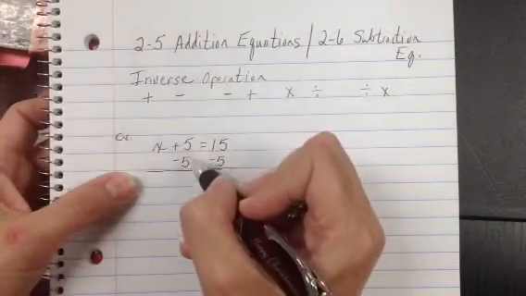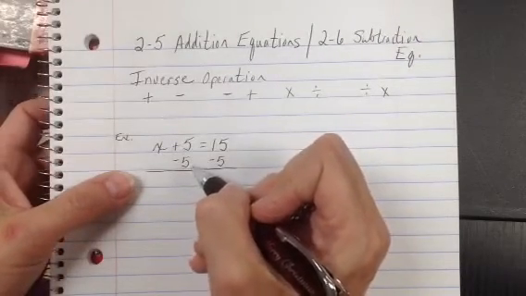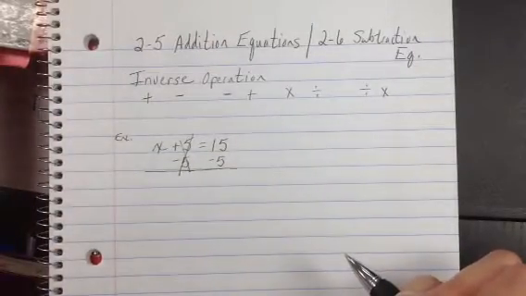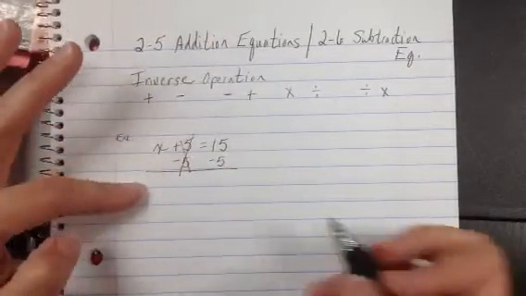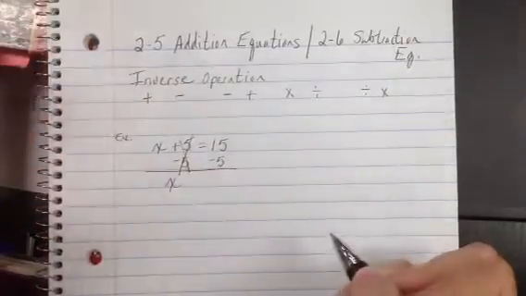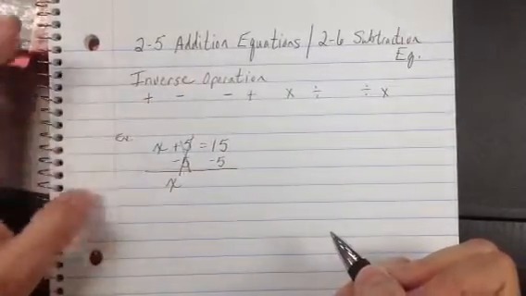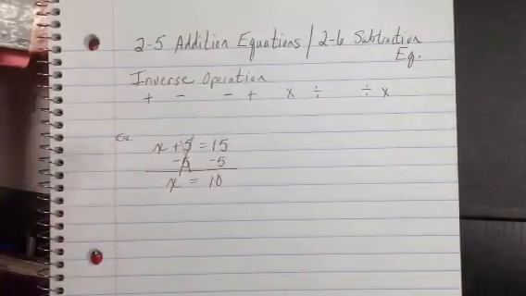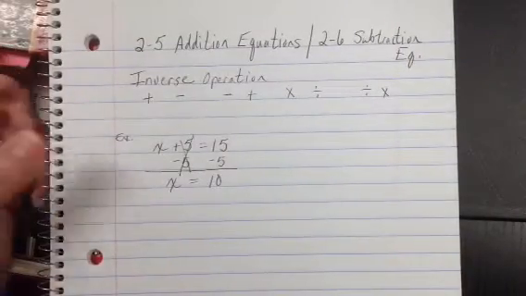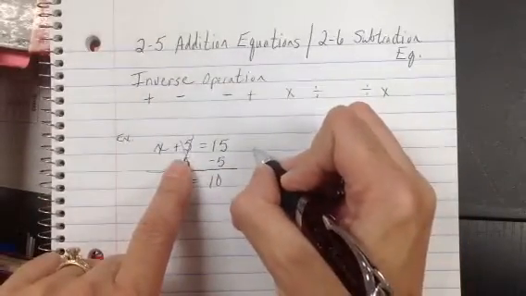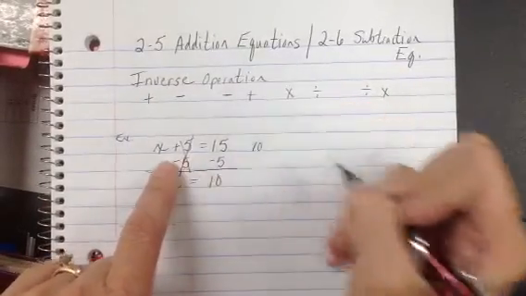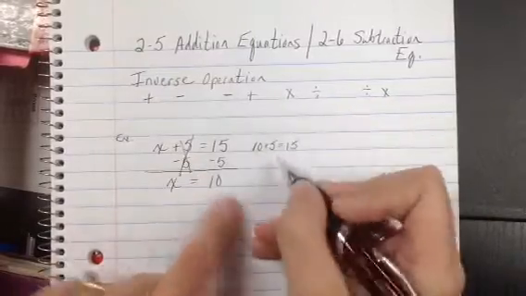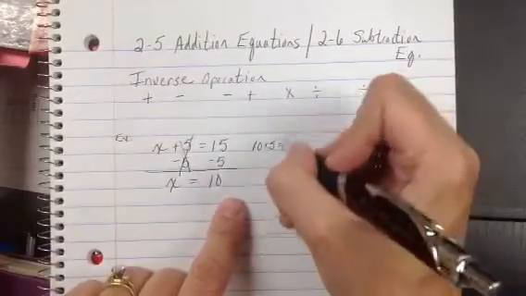Now if I have positive 5 and minus 5, this ends up being nothing. If I have 5 minus 5, I have nothing. So what's that leave me with? Just x, which is my goal, to isolate my variable. And that will be equal to 10. Okay? The second half of your directions will tell you to check it. So you take your original and you put in the value you got. So 10 plus 5 equals 15. Is that true? You can say it checks.